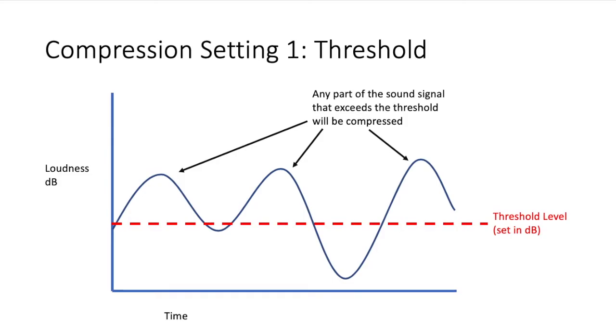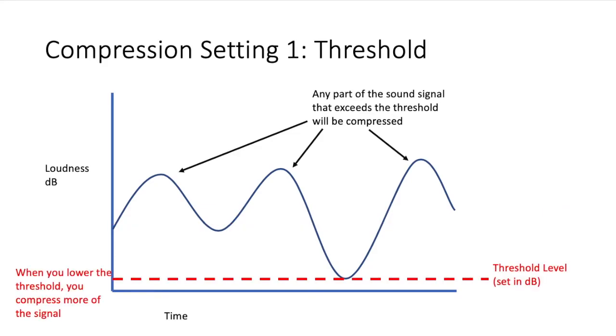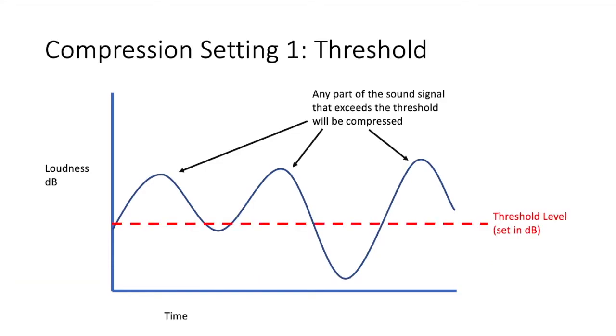that level is set in decibels. Let's say you set it to minus 20 dB or minus 30 dB. The lower you set your threshold, the more of the signal it will cover. But as you can see, going back, I've got two different threshold settings here. So let's look at the first one.